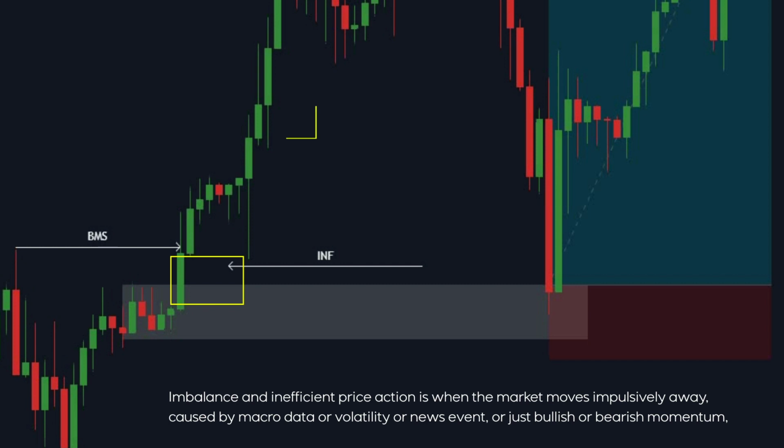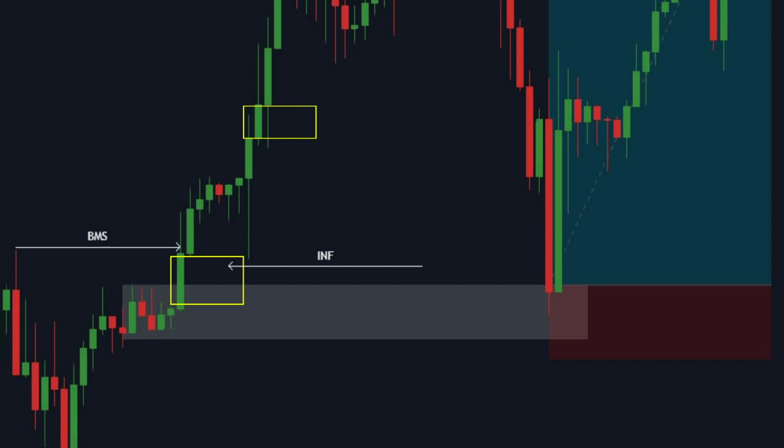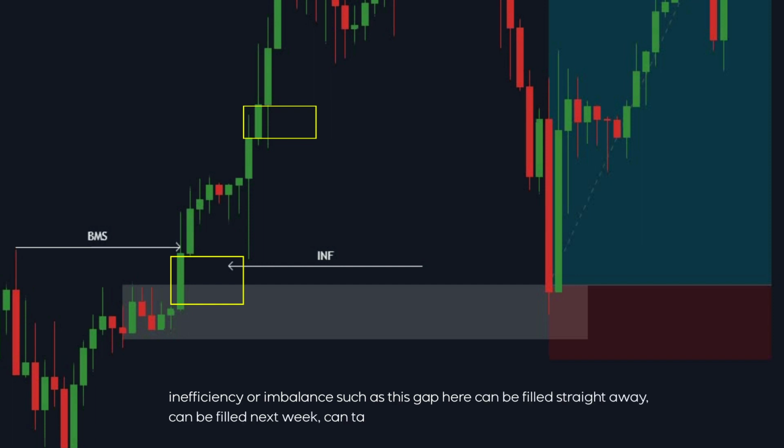If you compare it to price action such as these candles here, you can see that the wicks and the candles all overlap each other. This is what we would call efficient price action. One thing to remember about imbalance or inefficiency is that price has to gravitate back towards it to rebalance, and also to give everybody in the market an equal opportunity to get involved in buy or sell positions. Inefficiency or imbalance such as this gap can be filled straight away. It can be filled next week. It can take a year, so we only use it as a guideline. But it is a very important concept for us to understand when trading SMC.